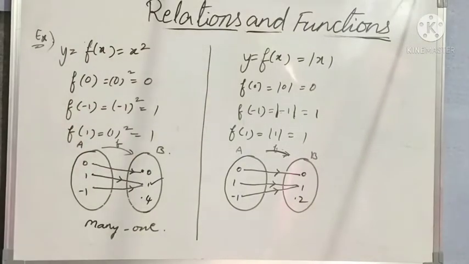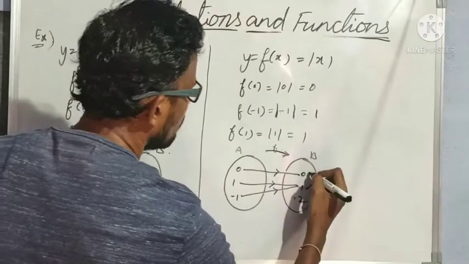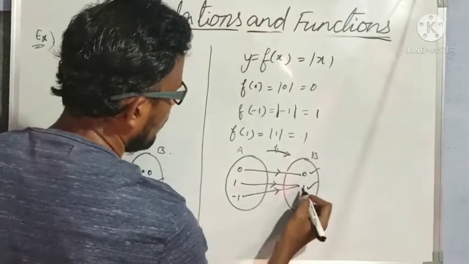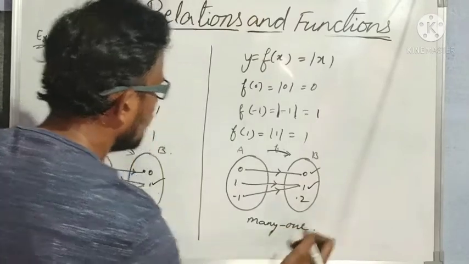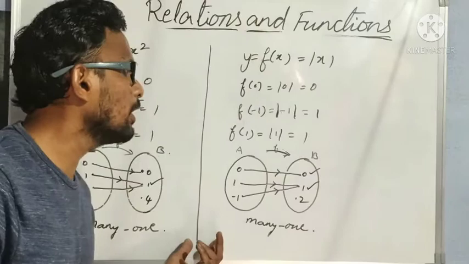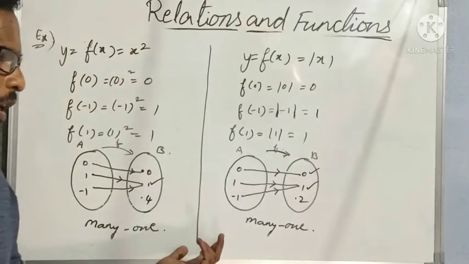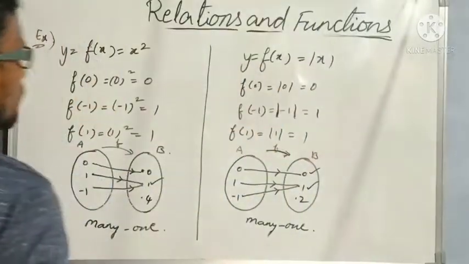So here also for two elements we are getting the same image. Yes? Means more than one element is having the same image here. So this is also what type of function? Many one function. I hope everybody understood how to find out whether a function is one or many one. Yes. Now we have a shortcut also.